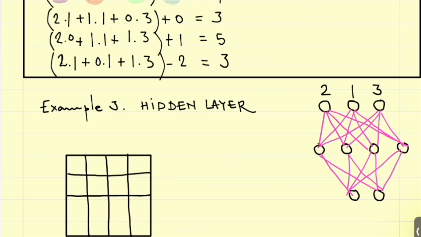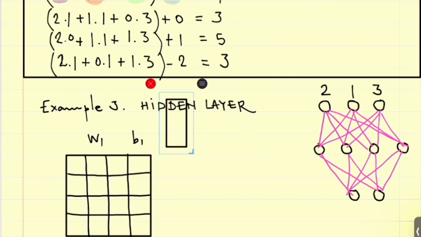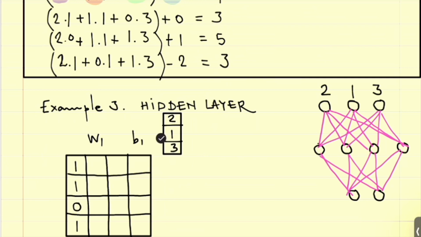So this is our W1, or better, W1 bias 1. Then we have our input values here. We know them. It's 2, 1, and 3. We have the same values we have already calculated, so I don't need to calculate them again.